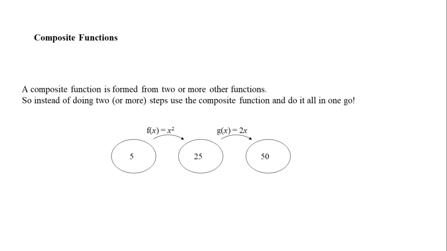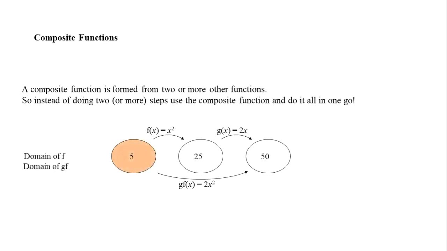Now, how about going directly from 5 to 50? This is what you call composite function. And the value from 5 to 50 is what you call g of f of x, which is equivalent to 2x squared. Why is it 2x squared? Because the f of x becomes an input to the g. I repeat, the f of x becomes the input of the g.